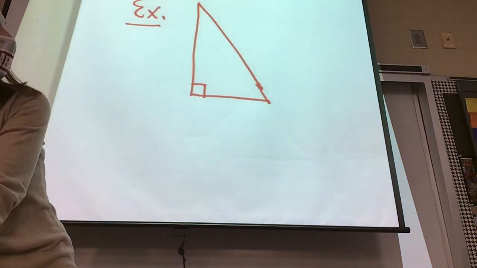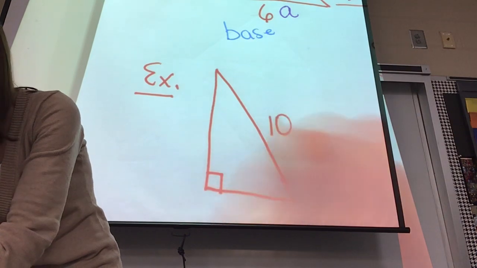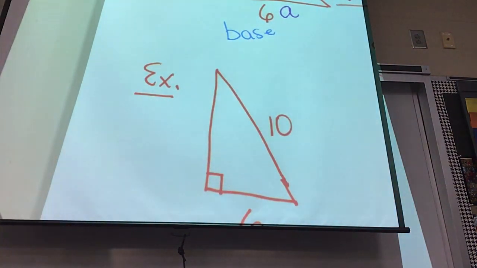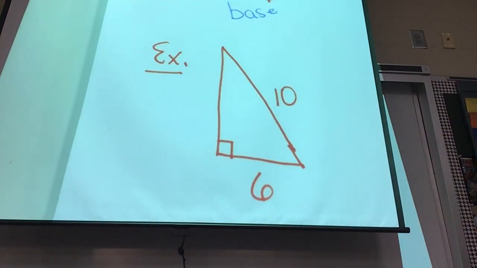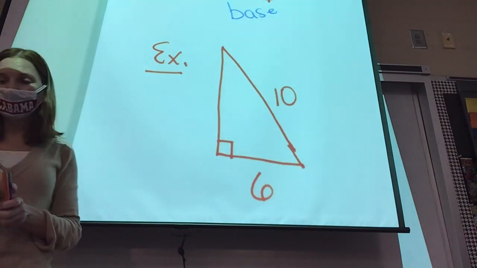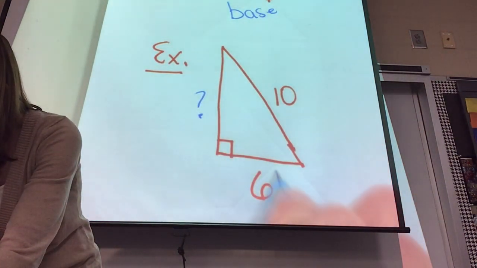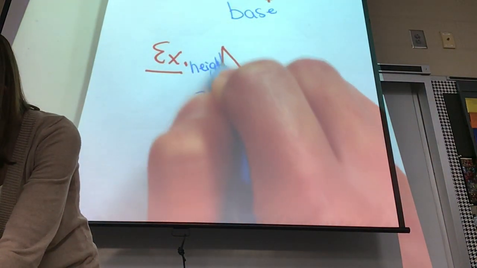Okay, so this time, on this example, let's do 10 and 6. So we got 10 and 6. We're going to do the two things again. Remember, we've got to have the base and the height. So remember, this is your base and the height. We've got to have both.